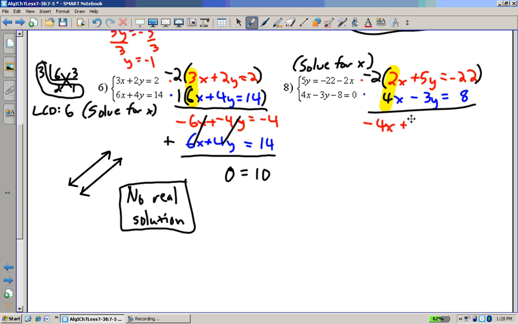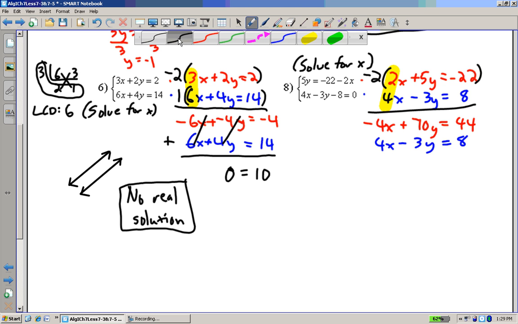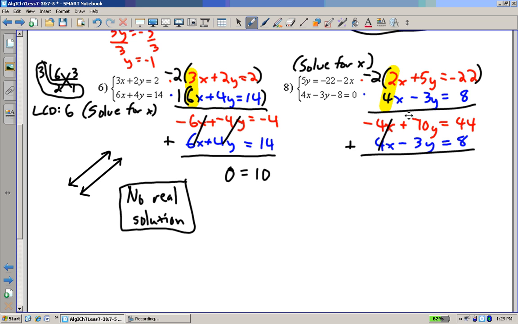Distribute it, of course. So we'll get negative 4x plus negative 10y equals 44. All right. So let's add these now that we have opposites here for x. Negative 4x plus 4x is 0. Negative 10y plus negative 3y is negative 13y. And 8 plus 44 is going to be 52. So let's just go ahead and solve. Divide by negative 13. Y equals negative 4. And let's plug this back in.